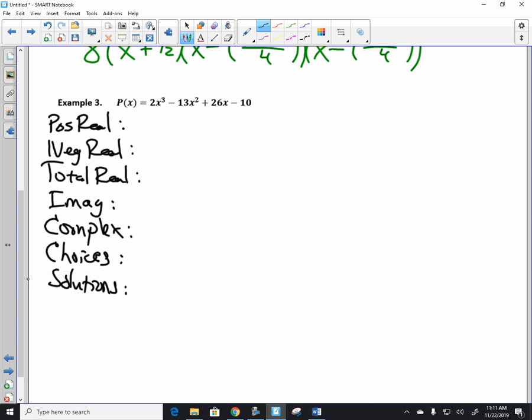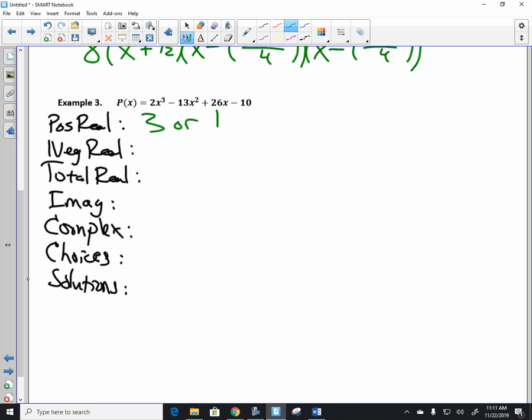Positive real. 3 or 1. So now we do subtract by 2. We have no way of knowing if there's 3 or 1. This answers the question, why do you subtract 2 each time? It's because of the complex solutions. They come in pairs. So if there is 1, there's going to be another one. There's going to be at least 2.